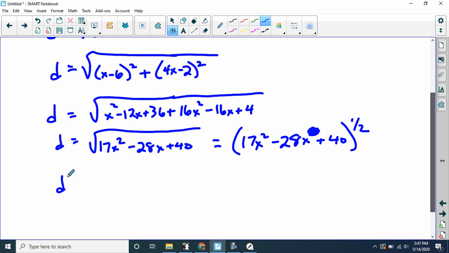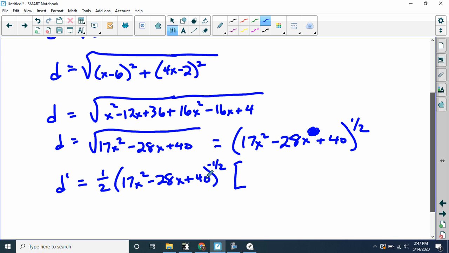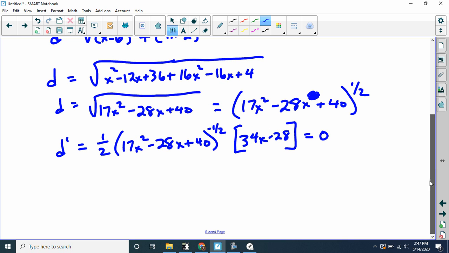And then we can take the derivative. We get 1/2 times (17x squared minus 28x plus 40) to the negative 1/2, times the derivative of the inside, which is 34x minus 28. We want that derivative to be equal to 0. 1/2 is not equal to 0.